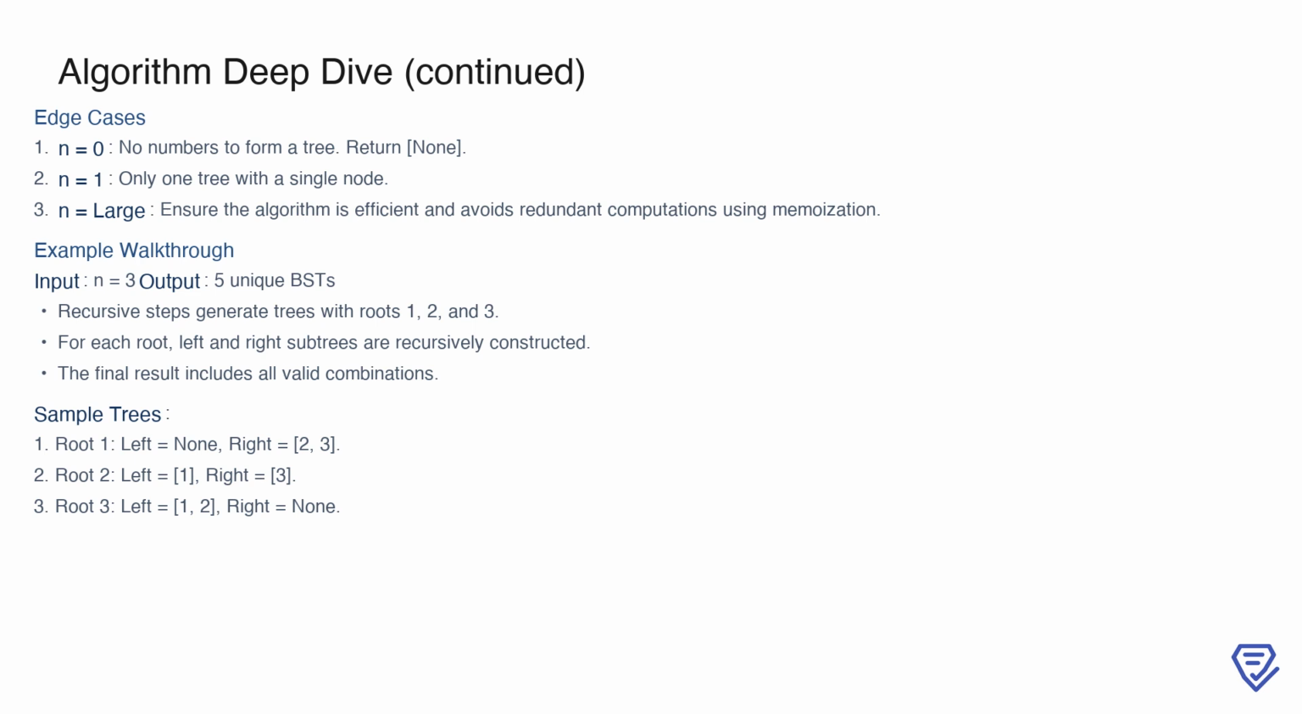To illustrate, consider n equals 3. The algorithm generates trees with roots 1, 2, and 3. For each root, its left and right subtrees are recursively constructed from the appropriate ranges of numbers. The final output includes all valid combinations, resulting in 5 unique BSTs. Examples include a tree with root 1, where the right subtree contains nodes 2 and 3, or a tree with root 2, where the left subtree is 1, and the right subtree is 3. This systematic generation ensures every possibility is explored efficiently.